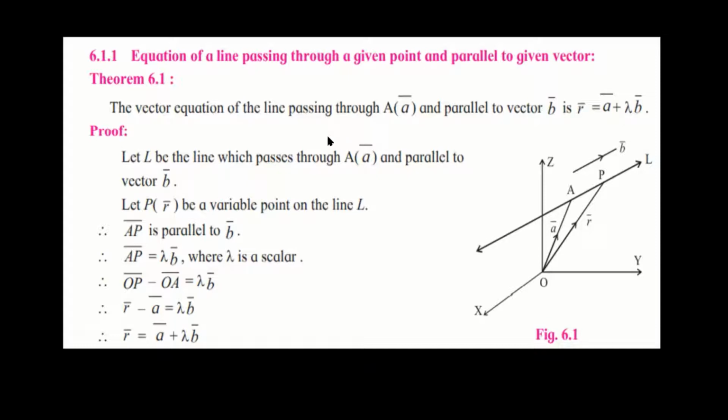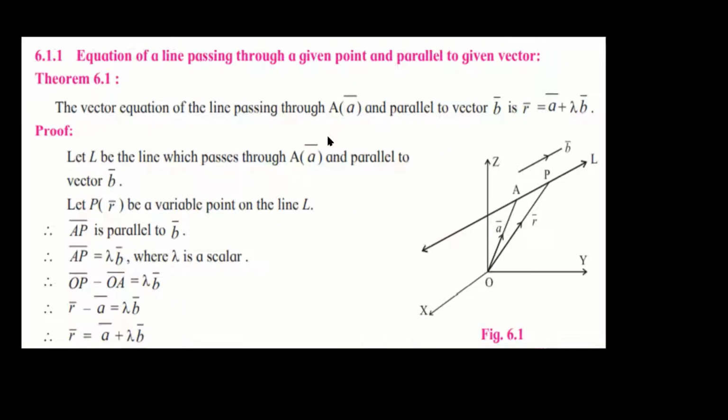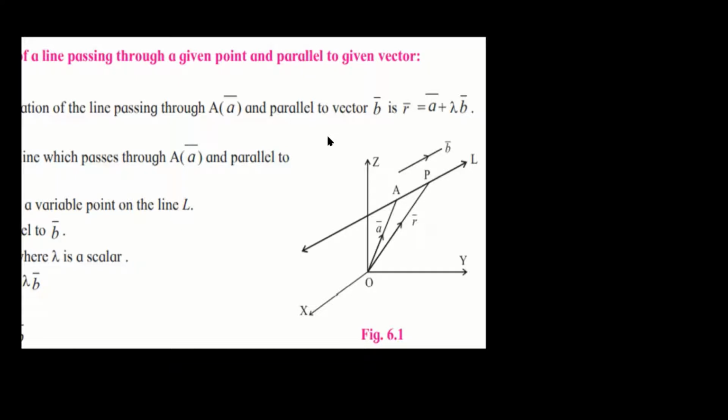Okay, so let us understand what it means actually. See, suppose we have a line. Let me draw it here and show it to you all. Suppose we have a line, say L, and A is a point on line L. Now A has position vector A bar. And we also have a vector which is parallel to line L. This is vector B, which is parallel to line L.